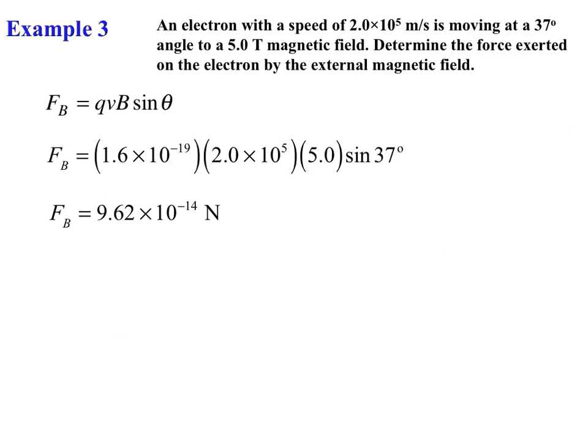Another really easy plug-in chunk. You have your information and you're asked to solve for the force. So again, just putting in your charge, your speed, and your magnitude of your magnetic field. And then do not forget that the angle is the angle between your velocity and your magnetic field. So then you get a force of 9.62 times 10 to the negative 14.